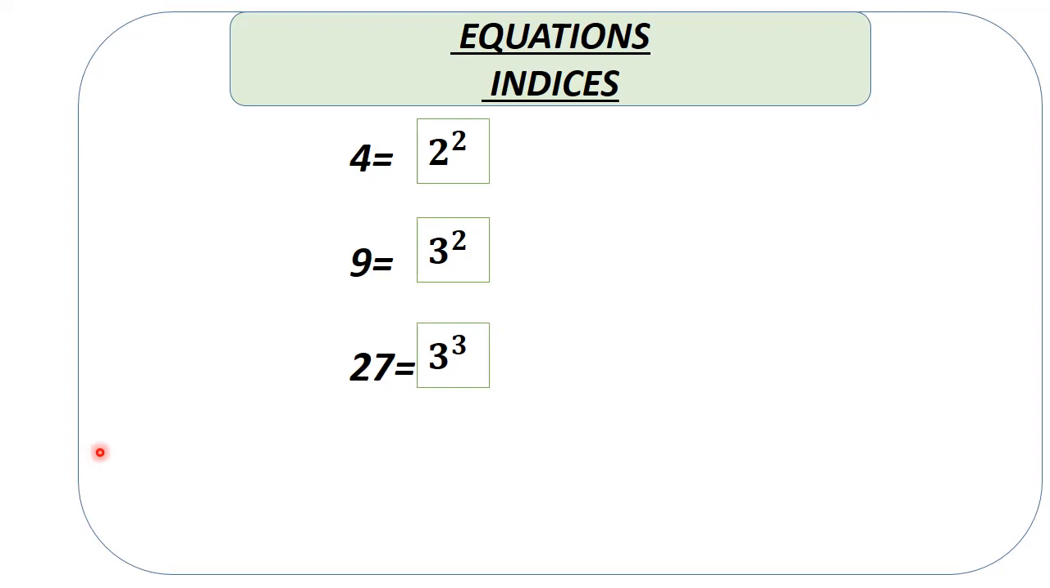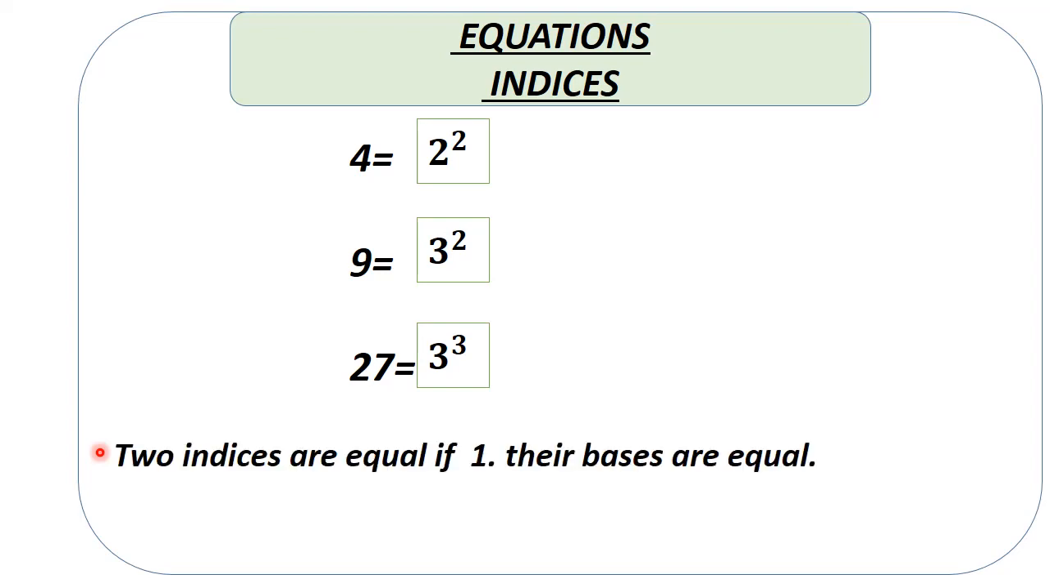So the main principle that is used in solving equations involving indices is that two indices are equal if, one, their bases are equal. So if you have been given two indices and those two indices are being said to be equal, then their bases should be equal, and two, their powers should be equal.